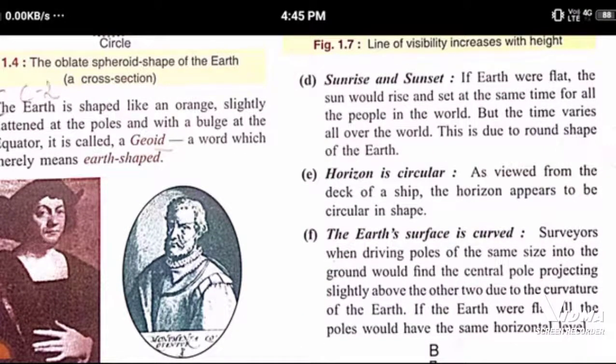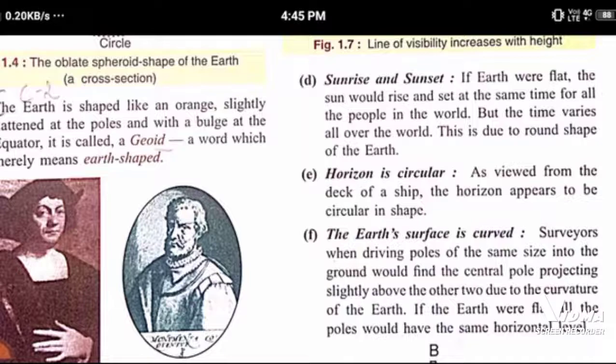Sunrise and sunset. If the earth were flat, the sun would rise and set at the same time for all the people in the world. But the time varies all over the world. This is due to the round shape of the earth. So they told that if the earth was flat, then the sun would rise and set at the same time for all the people. There would not have been any changes in the different countries.